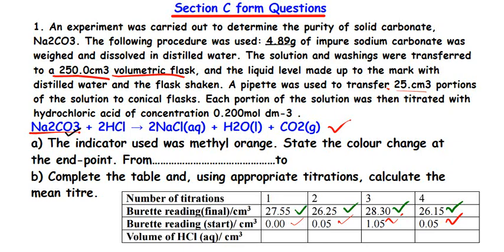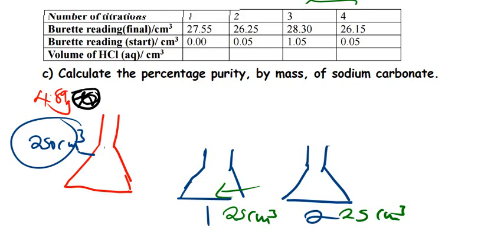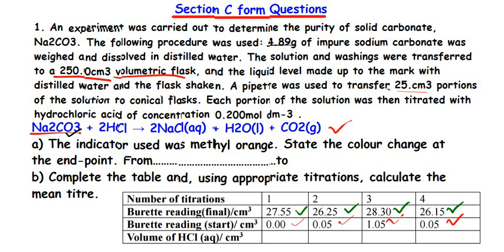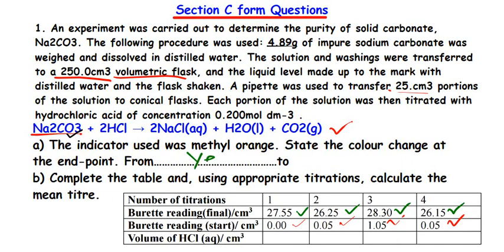You need to understand these indicators. Let me give you the simple answer first, and then I'll give you some explanations on what happens with the other indicators. This is going to move from yellow to red because you're ending up with an acid. This is for methyl orange.